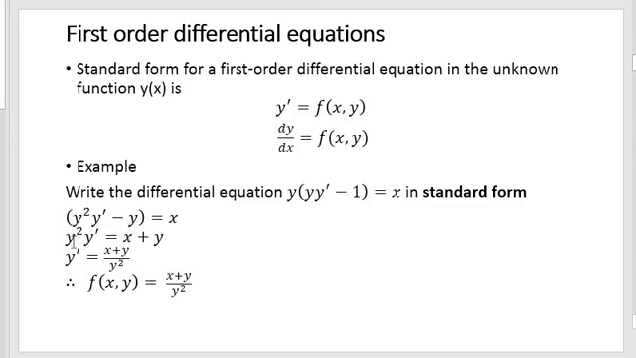To remove the y squared, since here it's multiplying, when it jumps the equal sign it will come there and divide. Therefore we have managed to write this in terms of y prime equals everything else. This is the standard form. So f of x, y equals x plus y over y squared. This is the standard form of this equation.